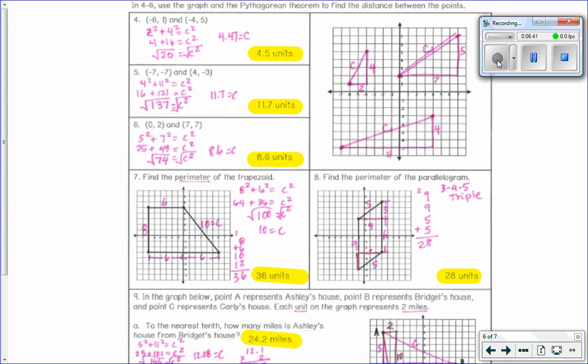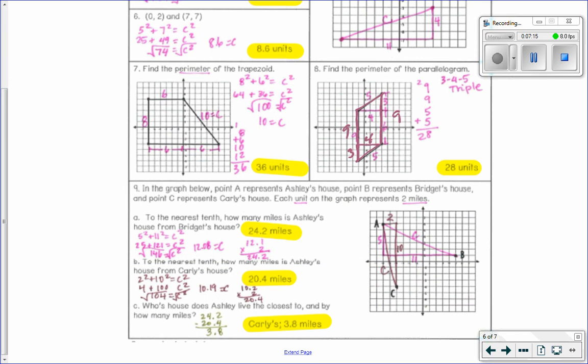So this is a 3, 4, and then a 5 triple. So the distance, this is 5, and this is 5. And then from here to here is 9, and then again from here to here is 9. And so that leaves us with 5 plus 5, and then 9 plus 9 to give us 28. All right, number 9.